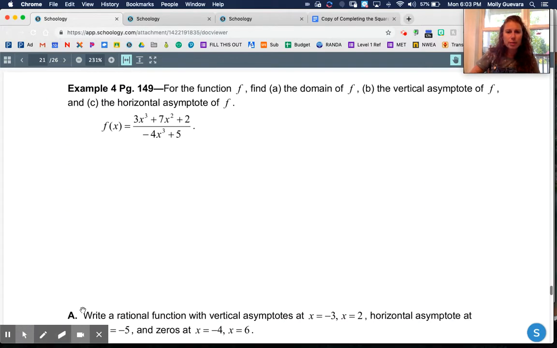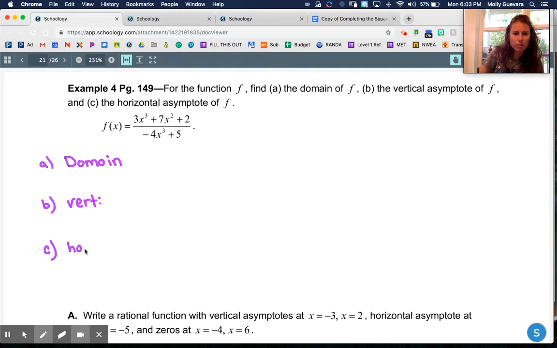Okay, let's go on to example 4. We're getting close. For the function f, find A, the domain. So part A wants us to find the domain. Part B wants us to find the vertical asymptote. And part C wants us to find the horizontal asymptote. There's the A. All right.